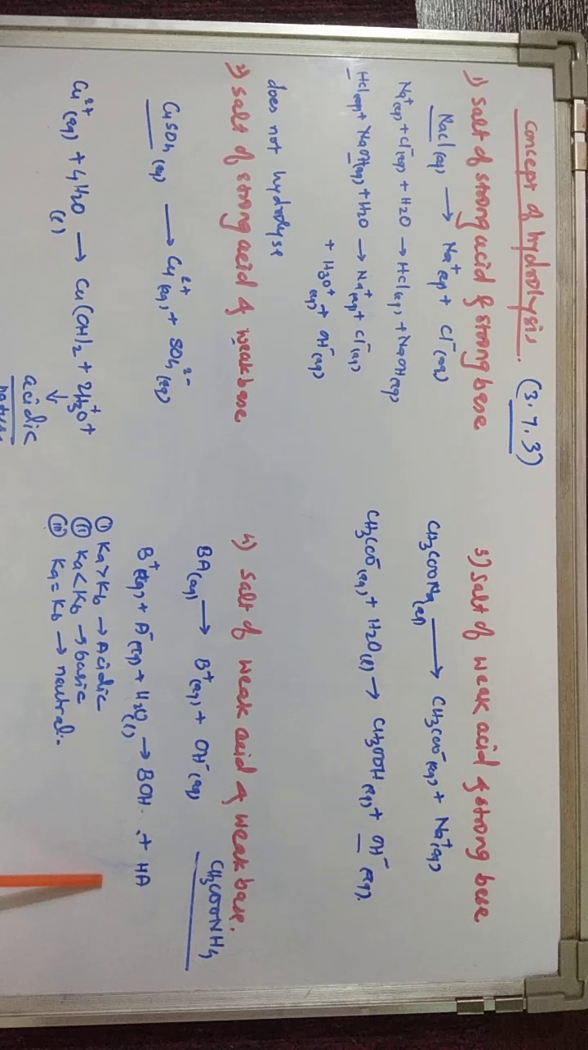Okay, now see here that this can be decided depending upon the acid dissociation constant value and base dissociation constant value, Ka and Kb. Ka is the dissociation constant of acid, Kb is the dissociation constant of base. Now here if Ka is greater than Kb, then the resultant solution is acidic. If Ka is less than Kb, then the resultant solution will be basic. And if Ka is equal to Kb, the resultant solution will be neutral.